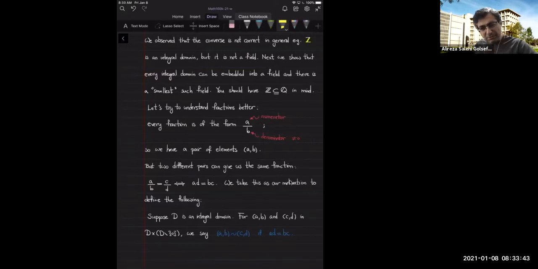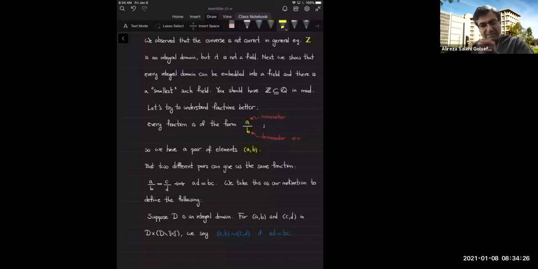Every rational number, every fraction, is of the form a over b, where we call a the numerator and b the denominator. Both of them are elements of Z in this case, but in general they will be elements of our integral domain, and the denominator should be non-zero. So in a sense, every rational number is given by a pair of numbers, one of them arbitrary, the other one non-zero. The first component of this pair is the numerator, and the other one is the denominator.